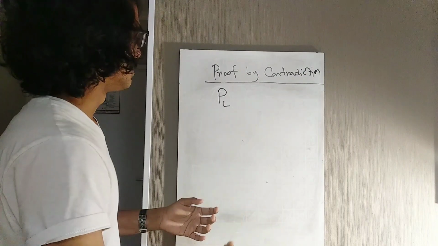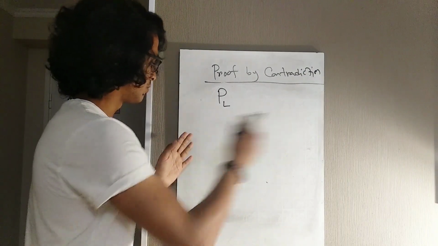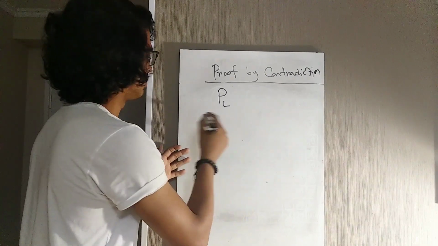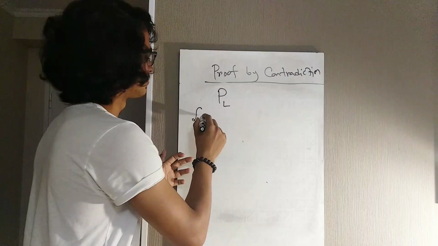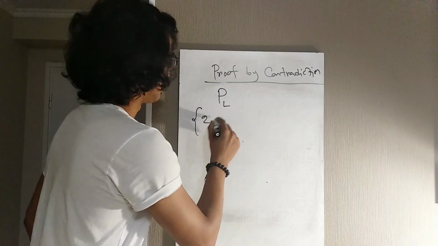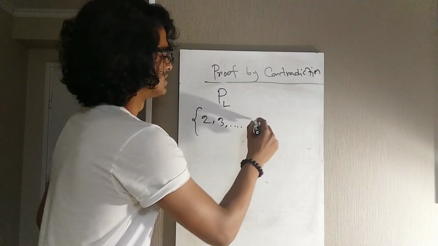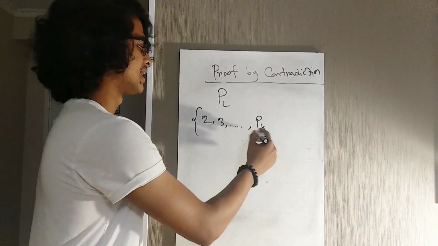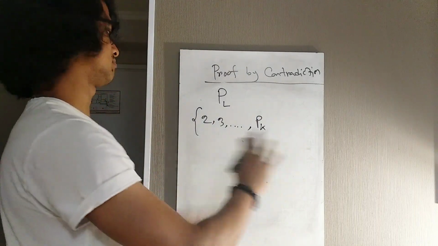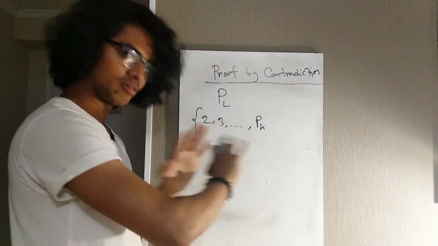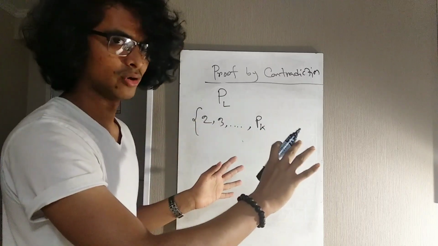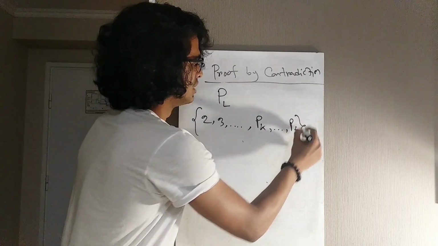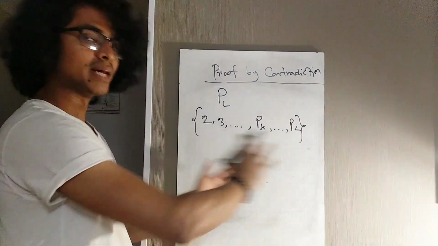Okay. So we can write all the prime numbers that we have in a set. What is the set of all the prime numbers? It will start from 2. 2 is the first prime number, right? And then 3, and then let's say pk. Pk is the kth prime number. Pk is basically the notation for any arbitrary prime number. And then the largest prime is pl. So these are the sets of all the primes out there.